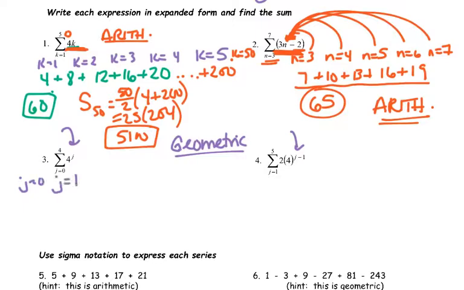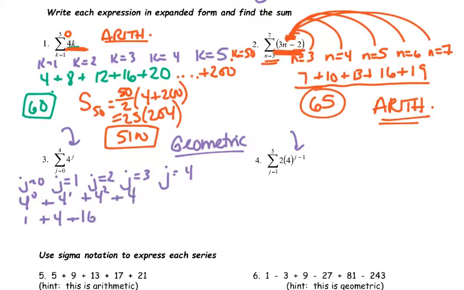So if I plug in a 0, a 1, a 2, a 3, a 4, well, 4 to the 0 power is 1. 4 to the first is 4. 4 squared is 16. Then 4 cubed is 64, and 4 to the 4th is 256. The thing about geometric is they get so big so fast, so the sums will also get so big so fast, okay? Here, I only have 5 numbers altogether, so I could just add those up. Those add up to 341.